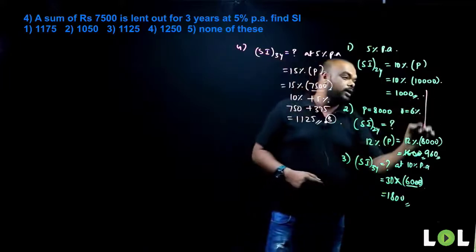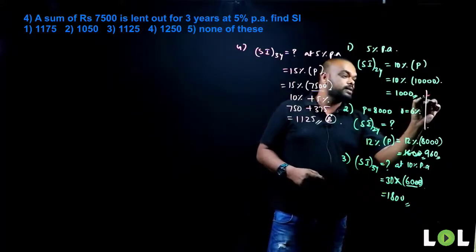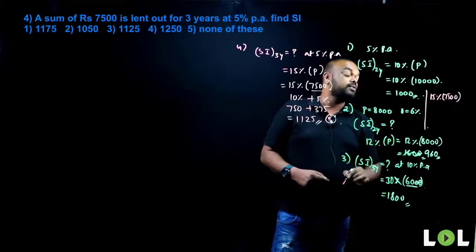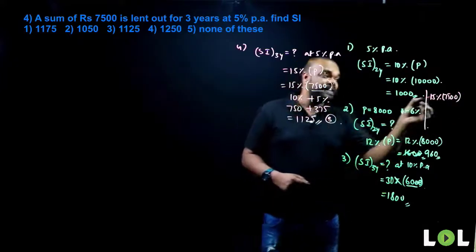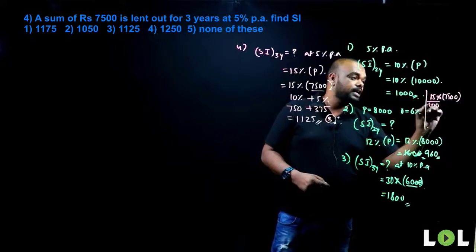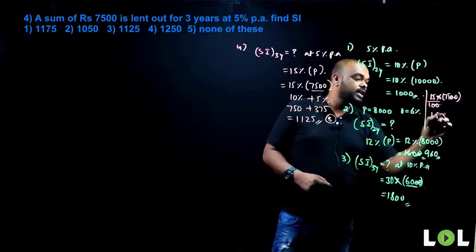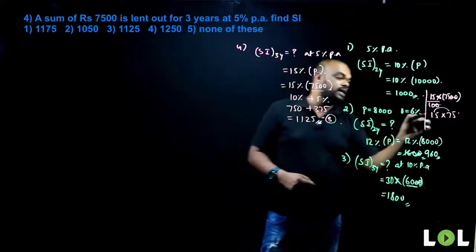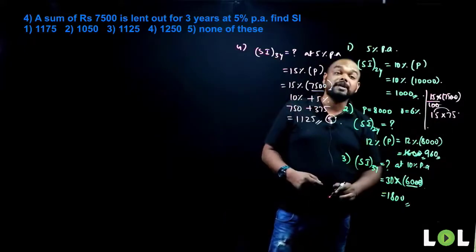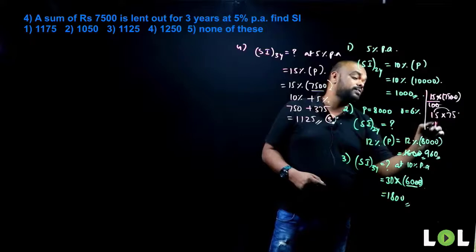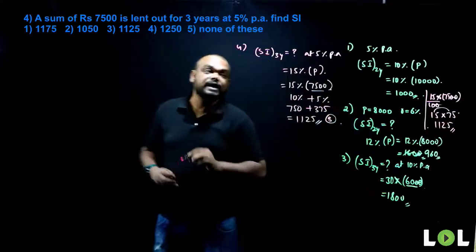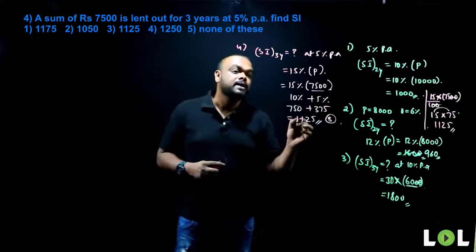15, let me write it here. So 15% of 7,500: 1500 into 5 will be 75. Both the ways you can get the same answer, guys. That should be my answer.